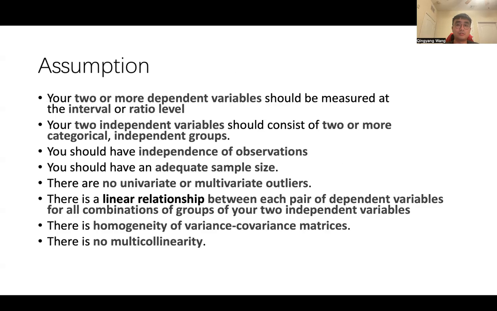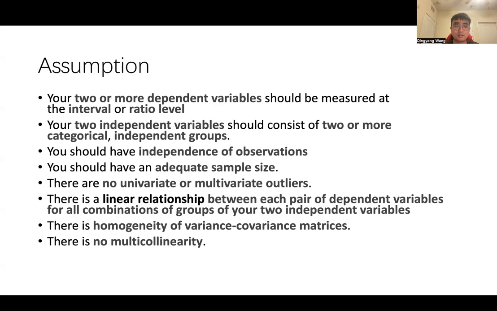So let's move on to the assumptions of the factorial MANOVA. First, your two or more dependent variables should be measured at the interval or ratio level, which, based on the 5 steps, is correct. Your two independent variables should consist of two or more categories, independent groups. Based on the 5 steps, yes, it is. You should have independence of observations. Yes, it is. You should have an adequate sample size. I think it is. There are no univariate or multivariate outliers. Yeah, it is.